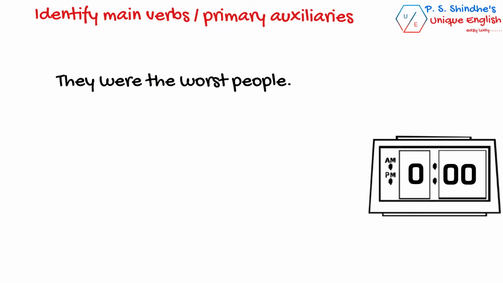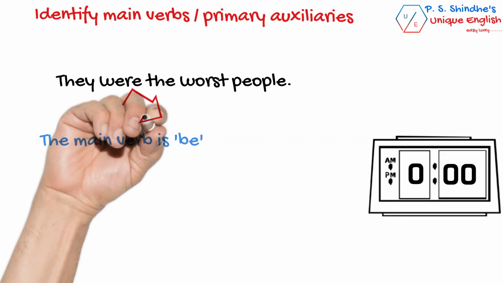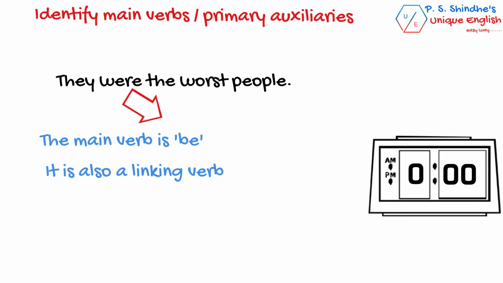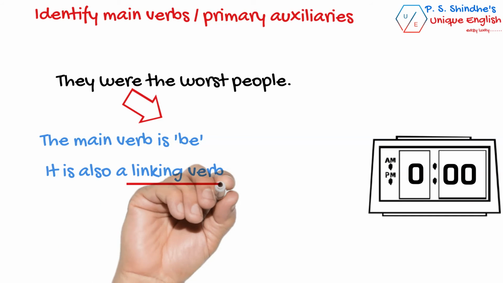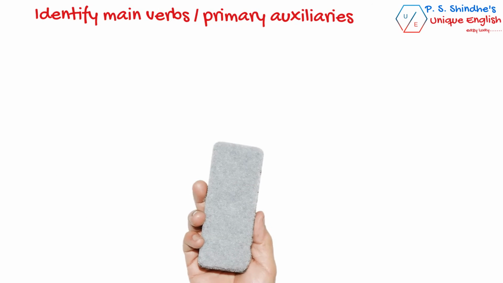They were the worst people. Be is functioning as the main verb here. The be verb links they and the worst people and makes both the same. The linking verbs act as the main verb of sentences, so here be is the main verb.